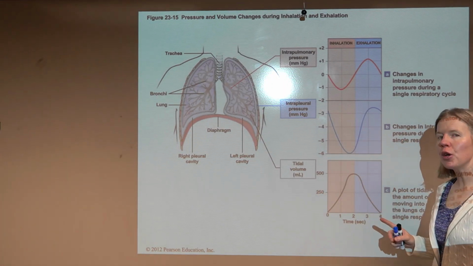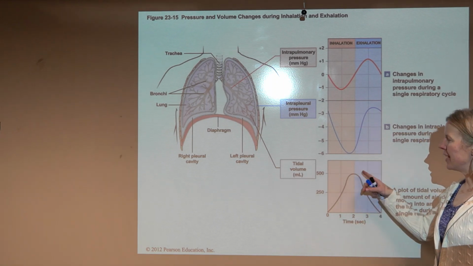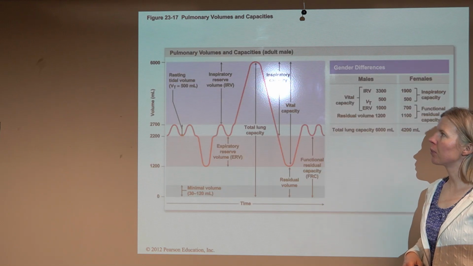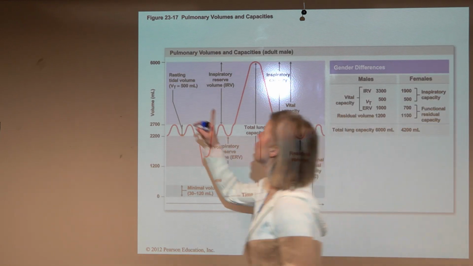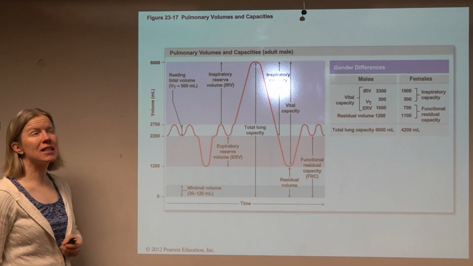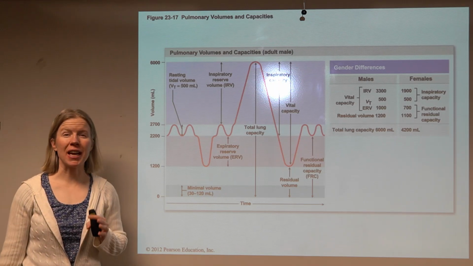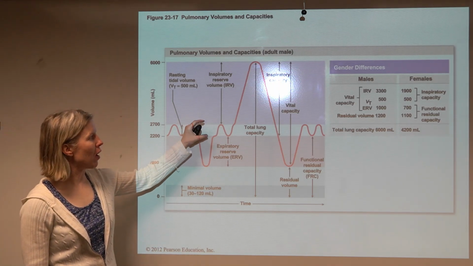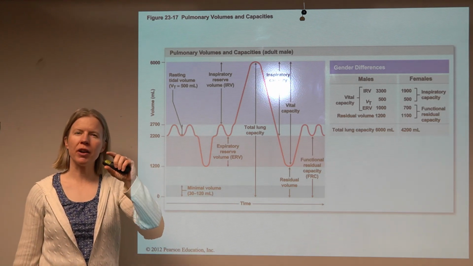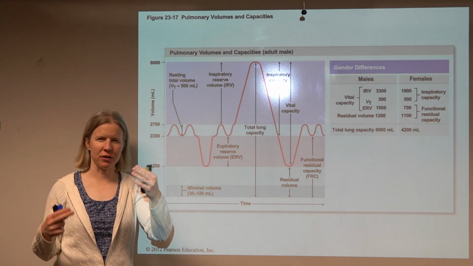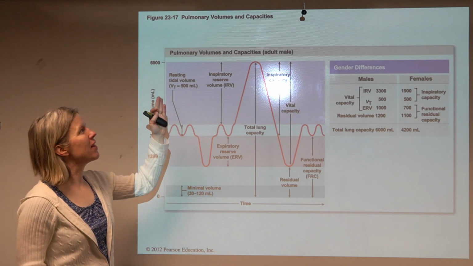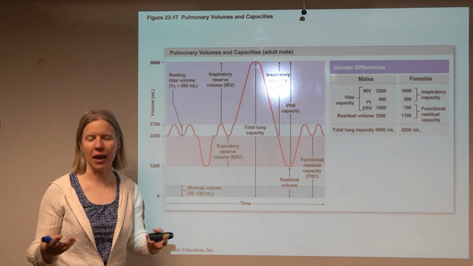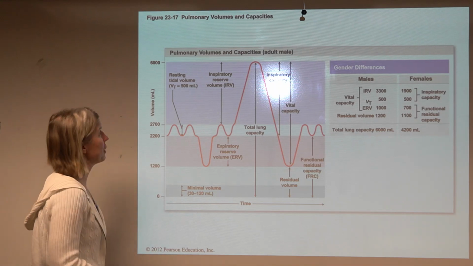So then the volume of air moved in and out with each breath is called tidal volume. This is an important graph. This is figure 23.17, pulmonary volumes and capacities. Now, with volumes, we're going to talk about amounts of air that are moved with a certain activity. The capacities are really when you start adding some of them together. It'll make more sense as we jump in here.